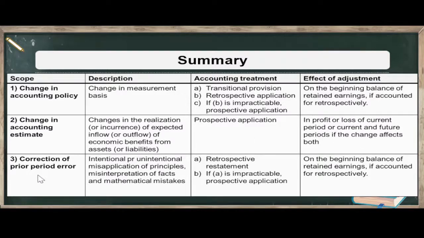If that's a correction of a prior period error, then the accounting treatment would be retrospective restatement because you have to restate the assets, the liabilities, and also the retained earnings. But if that is impracticable, then prospective application. So what will be the effect of the adjustment? It will affect the beginning balance of the retained earnings, the same with the change in accounting policy if accounted for retrospectively.